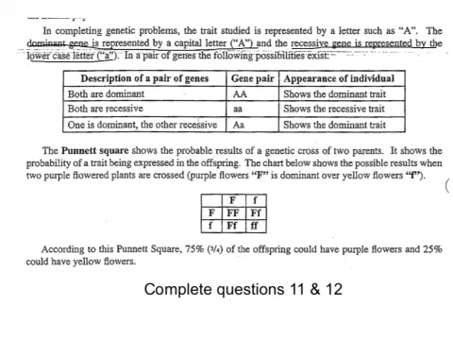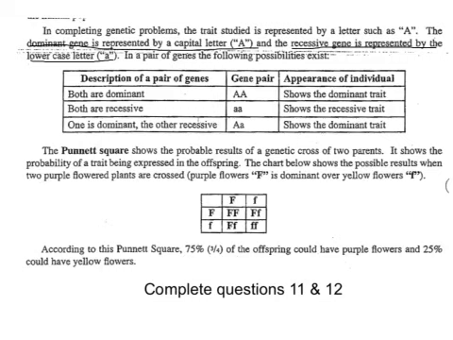In a pair of genes, the following possibilities exist. If we have both dominant, so both parents give a dominant trait, then the offspring will show the dominant trait. If you have 2 of the recessive traits, or the lowercase letters, then you will show the recessive trait. If you are given one that is dominant and another that is recessive, so a capital A and a lowercase a, you will show the dominant trait.